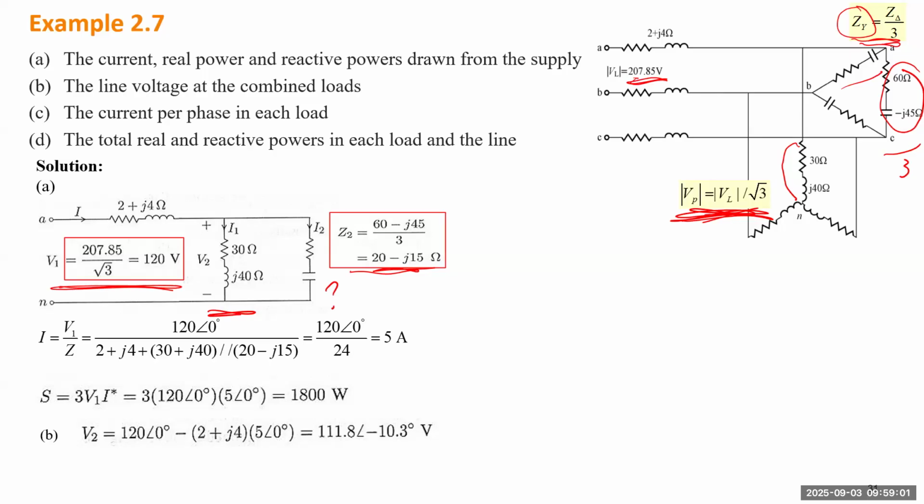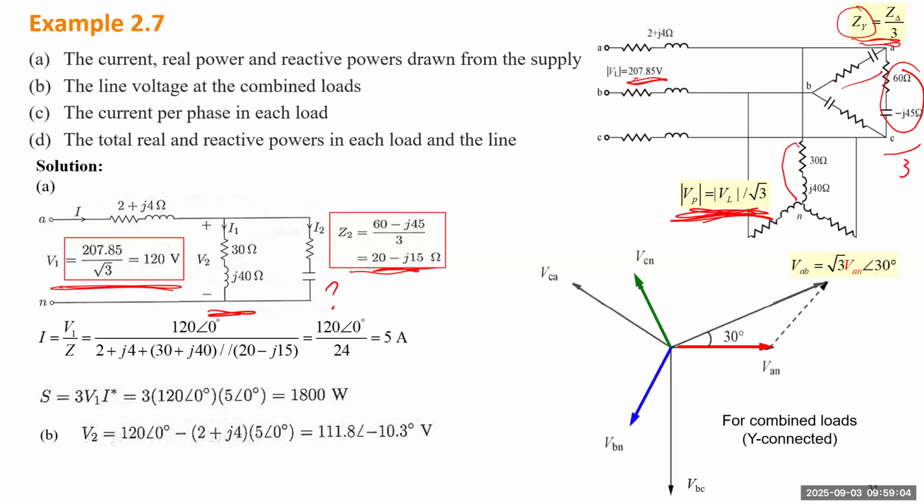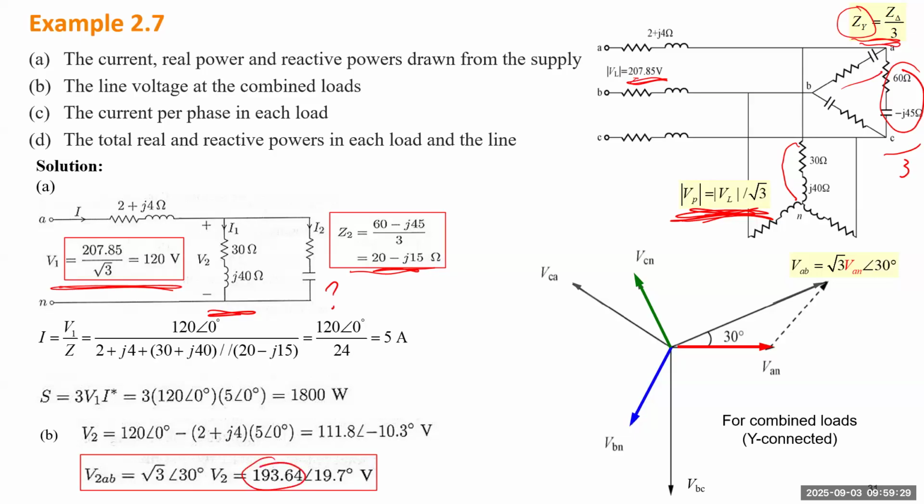Second, we can calculate the voltage on the load side. And then from this phasor diagram, we can calculate from the line-to-line voltage, we can know the phase voltage. So this will be the line-to-line voltage on the load side. So this value is slightly lower than this value. The line-to-line voltage on the source side will be about 207, but on the load side it is 193.